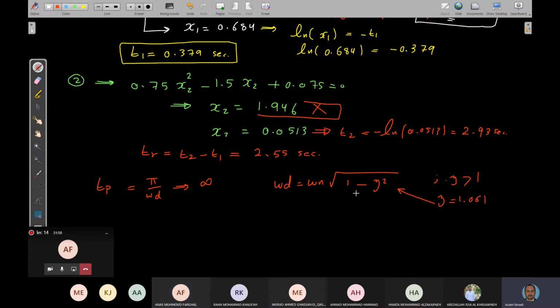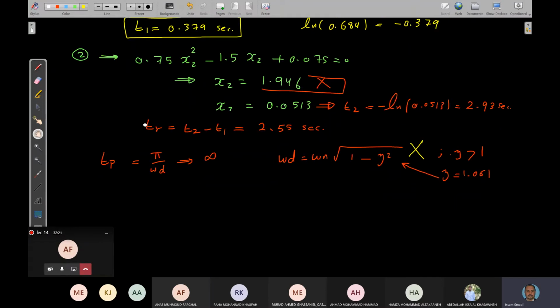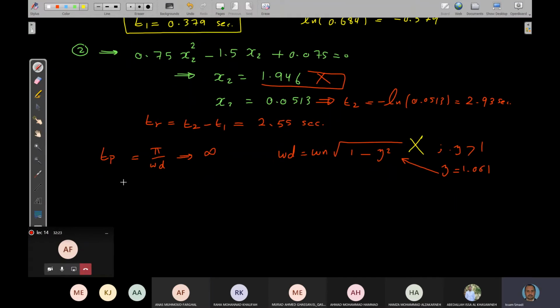So if the frequency is complex, this means that it's impossible in physics. Can you see a complex frequency? No. So simply this means that TB is infinity. Why? Because this one is undefined. So TB goes to infinity, correct? The same thing if I need to calculate the percent overshoot, it will be what?